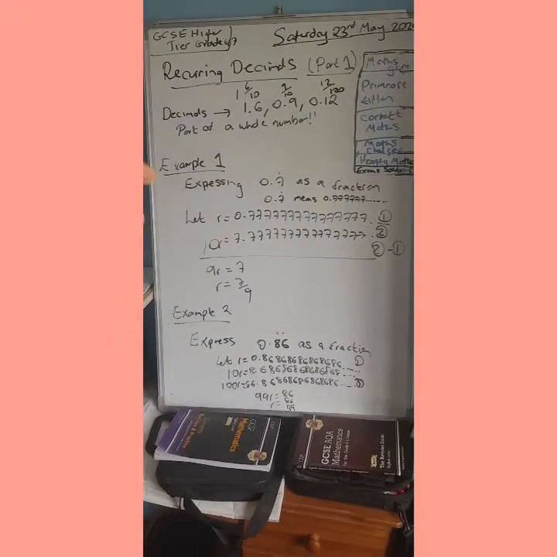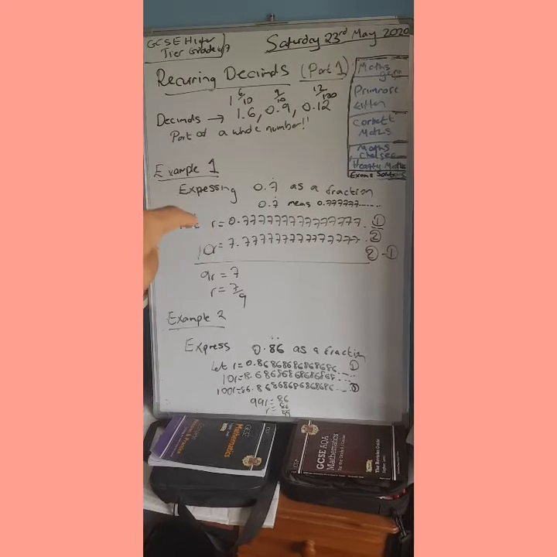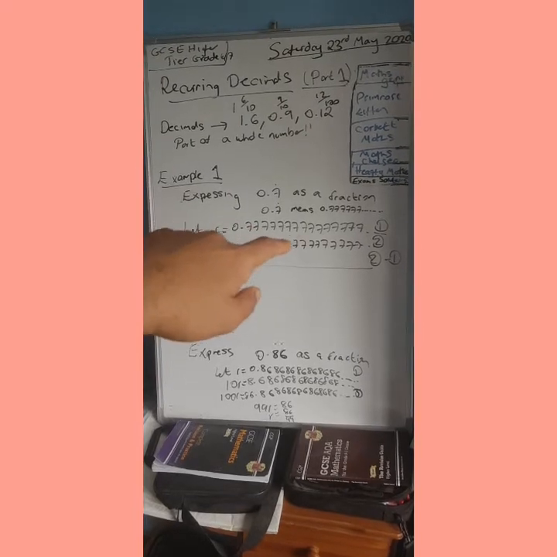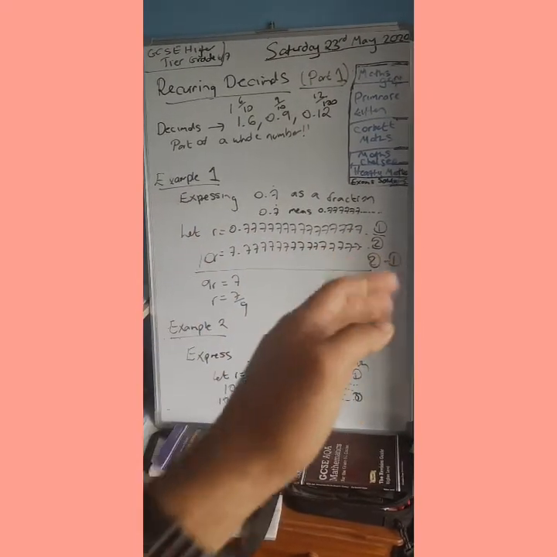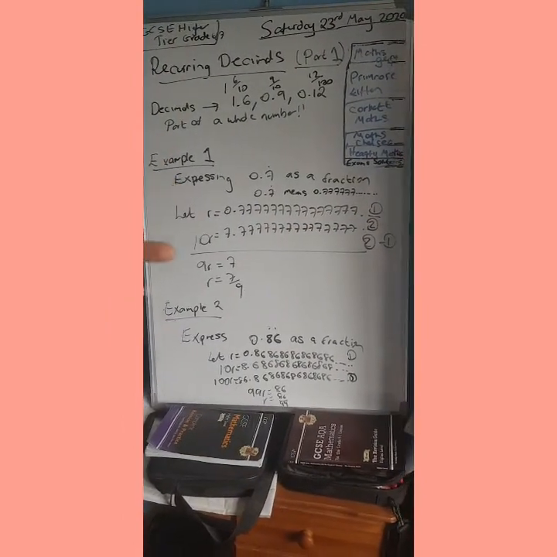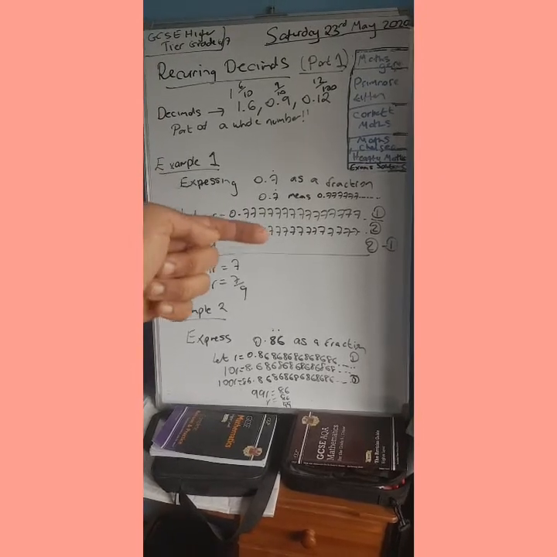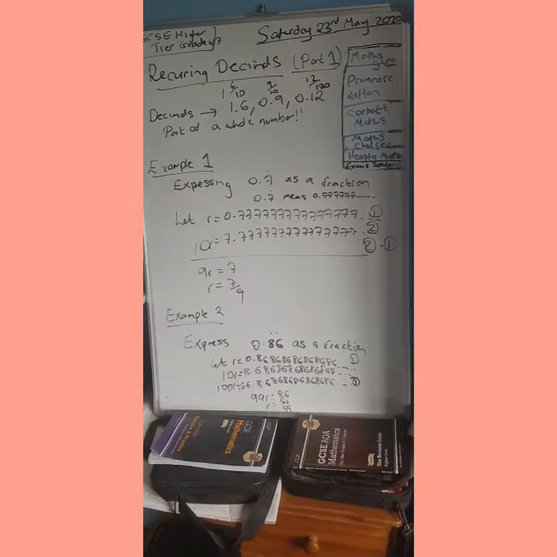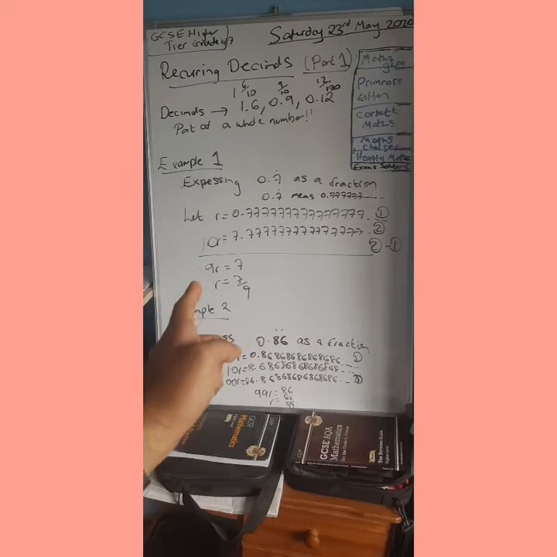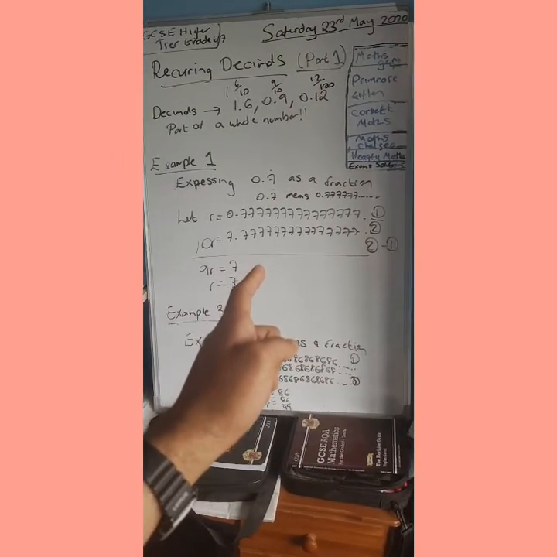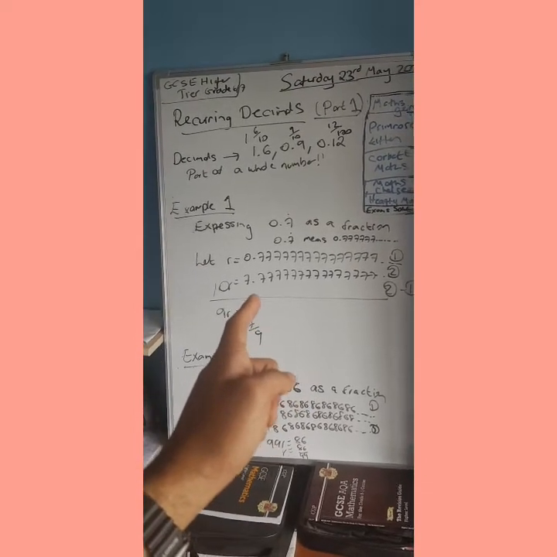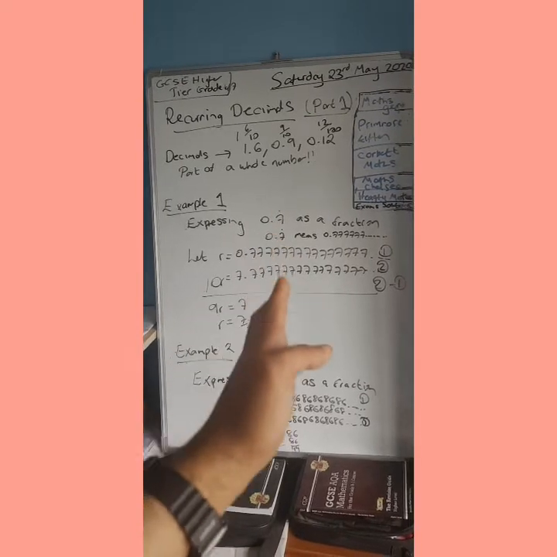If I let R, which is just a letter for recurring decimals, be equal to 0.7777777777777 and so on and so forth, then I can say that 10R would be 7.777777 and so on and so forth. If we look at my place value on the right hand side of the decimal place, we can see that all the sevens line up.